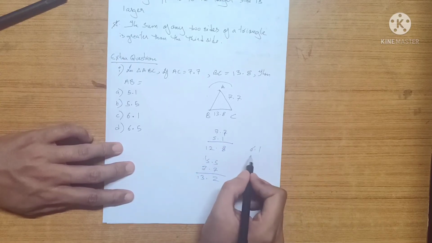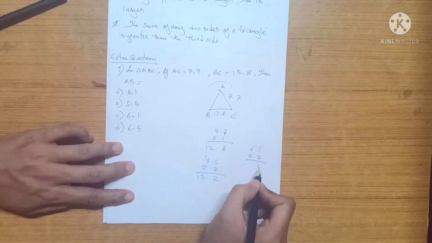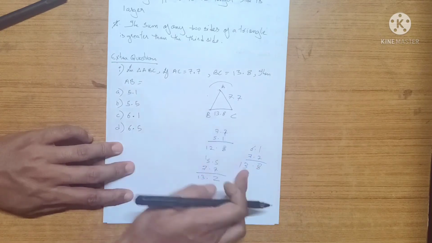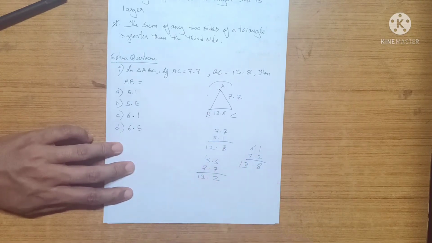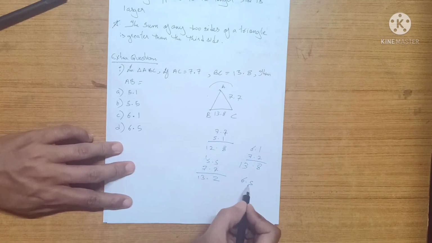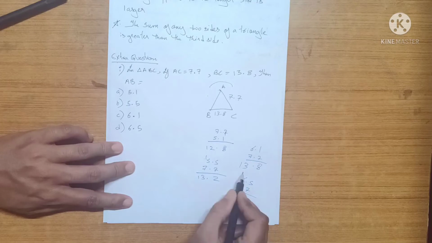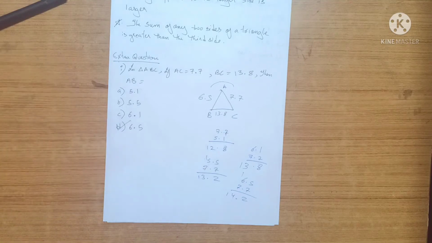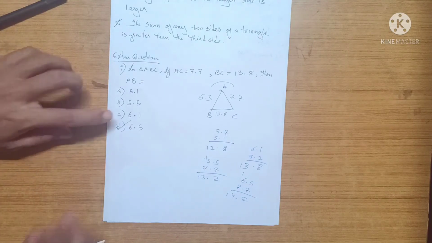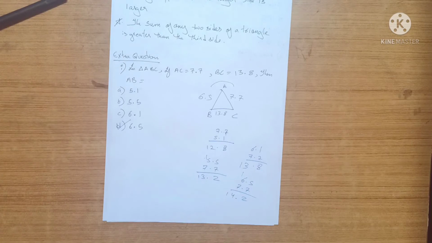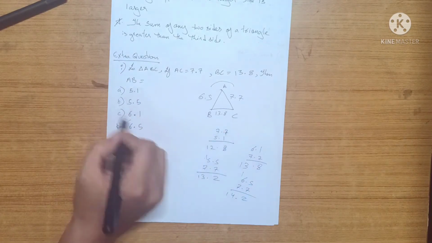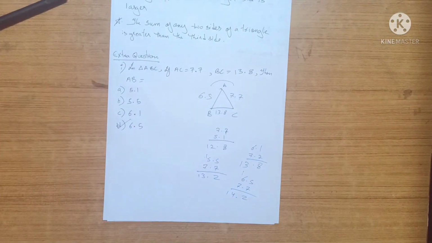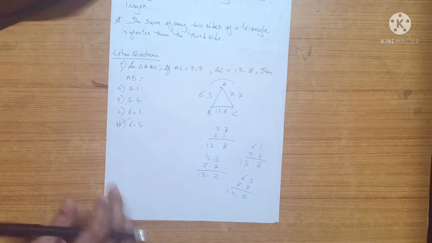So 7.7 plus 5.1 would be 12.8, so it's shorter than 13.8, we cannot use that. 5.5 plus 7.7 is 13.2, we cannot use that either. 6.1 plus 7.7 is 13.8, which is exactly the same as this, but equal also we cannot use. We need more than that, so obviously it's going to be 6.5, because 6.5 plus 7.7 comes out to 14.2. So this should be 6.5, and that's the only possible side for AB. Otherwise, if you use the others, the two shorter sides added up will be shorter than or equal to the third, but we need more than that, so this is the correct option.